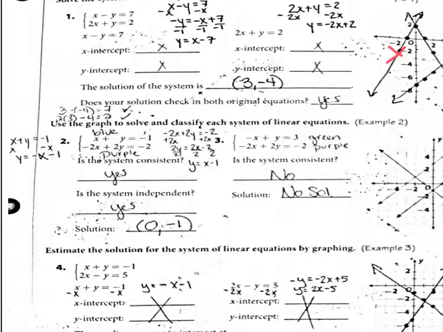Number 3, we're talking about the green and the purple line. The system is not consistent because they don't intersect or share the same line, so there is no solution.